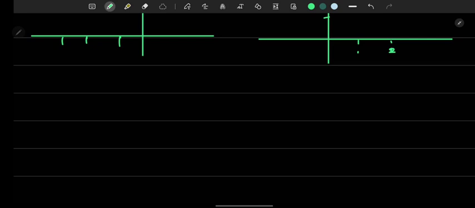Reflection is just that when you have y equals f of x, this can be written as y equals minus f of x. So this is what we call reflection on the x-axis. We have two different reflections, reflection on the x-axis and reflection on the y-axis, but this one is called reflection on the x-axis.